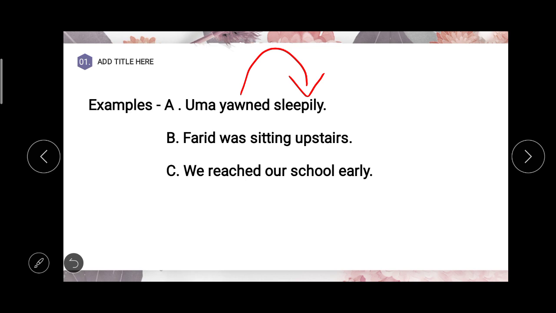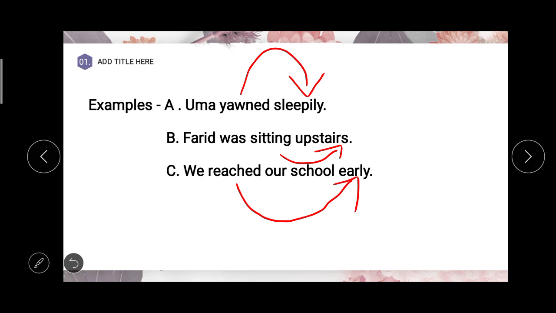Okay, then Farid was sitting upstairs. So where was Farid sitting? He's sitting upstairs. So here the basic information has been given by the word upstairs about sitting, and it is telling us the place where he was sitting. Then number three, we reached our school early. So when did we reach school? Early, right? So here the verb reach has been described by the word early.